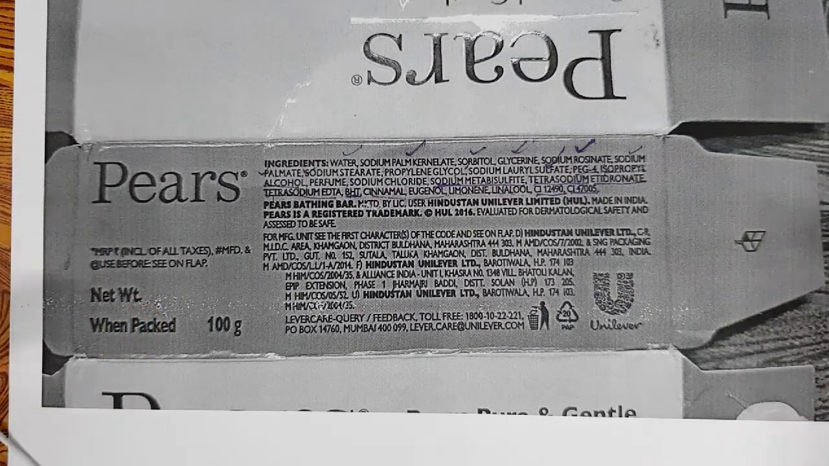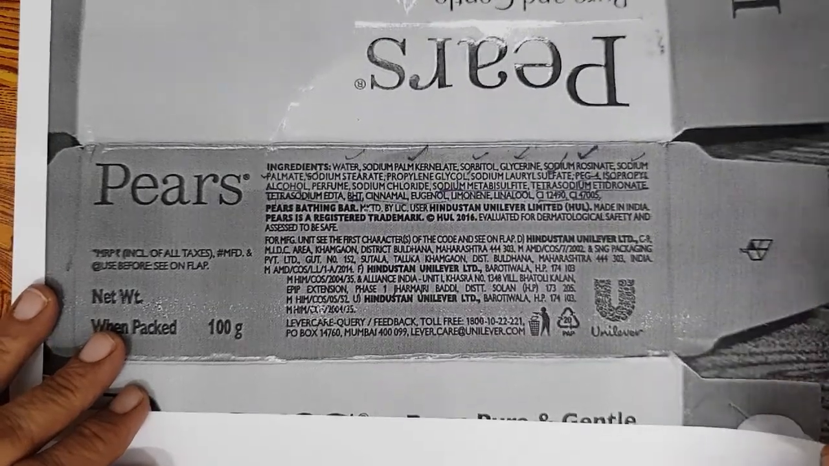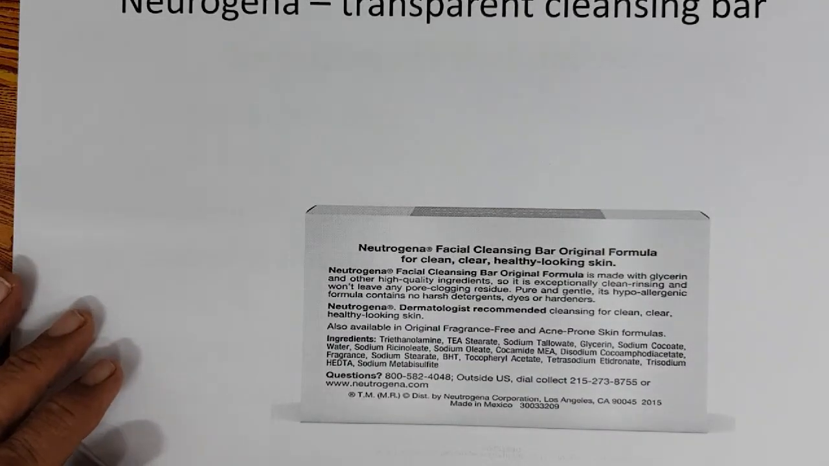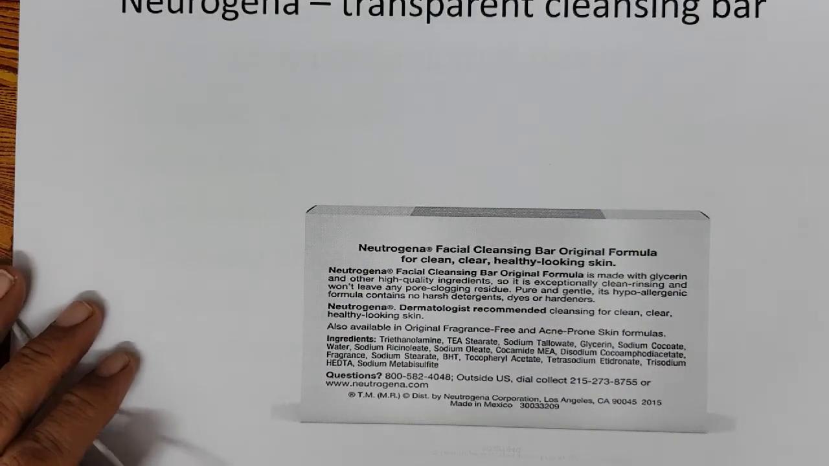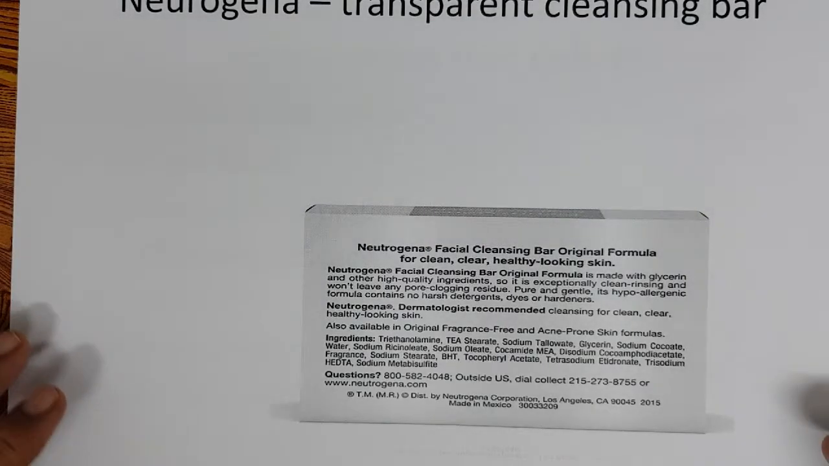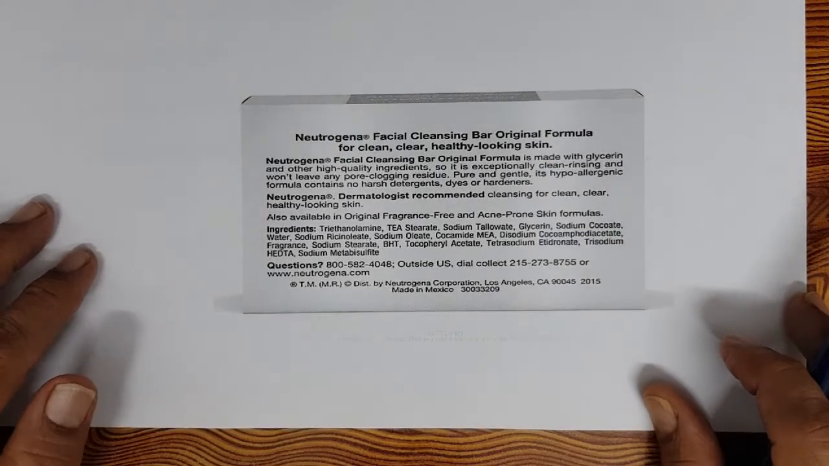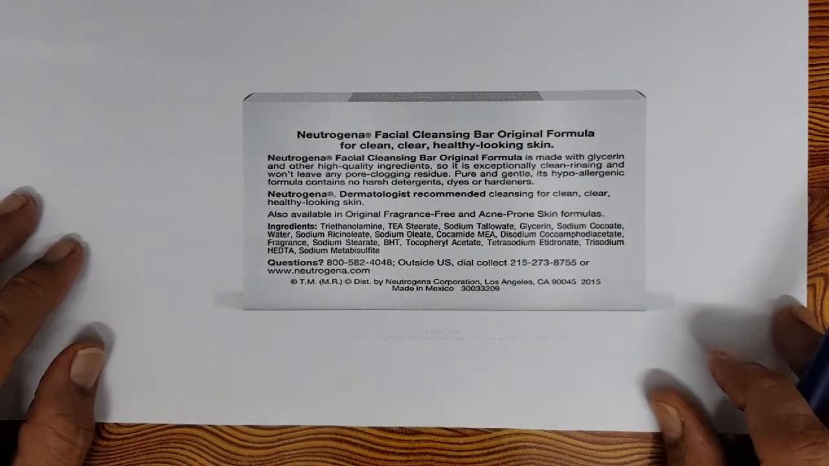Here the processing which we discussed, no? Processing is very, very important. The steps for processing. Neutrogena, right? The other soap is Neutrogena. This is alcohol free soap.